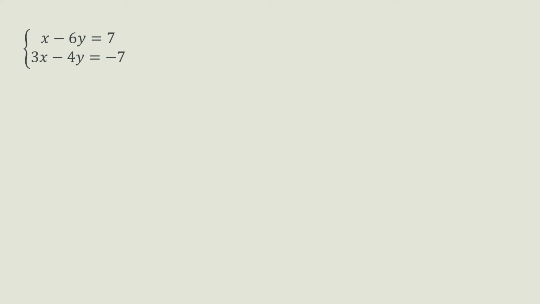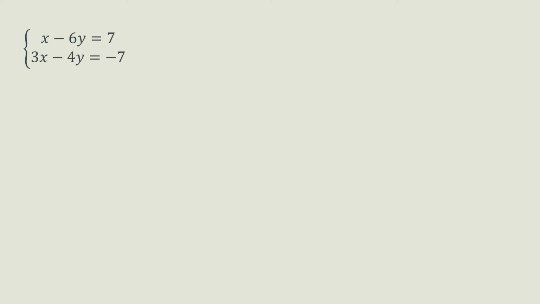Okay, let's have this one. As you can see, the given system is already in standard form. So we have this system: x minus 6y is equal to 7 and 3x minus 4y is equal to -7. So we go straight to the second step.